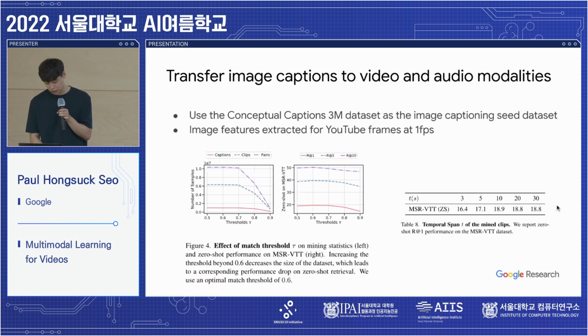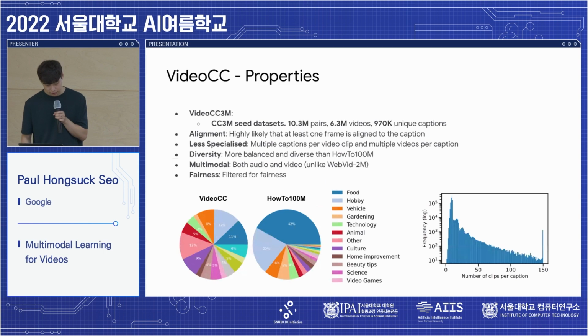And this second table shows the length of the clips that we extract. As you can see, as we increase the length of the clip, the performance kind of converges. So we chose the length of the clip to be 10 seconds.